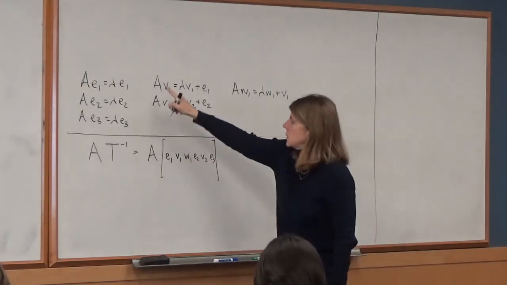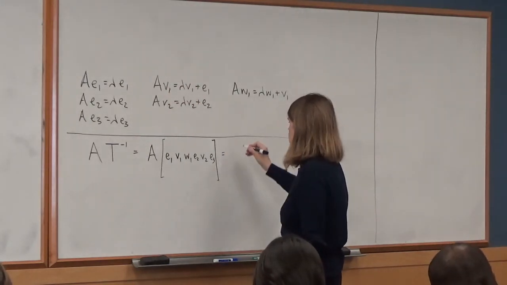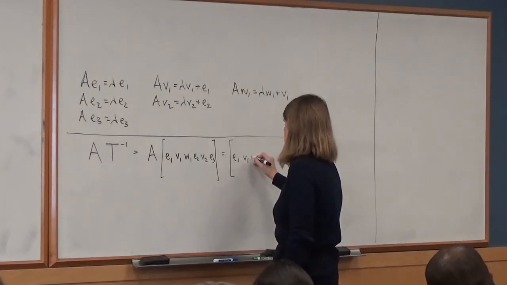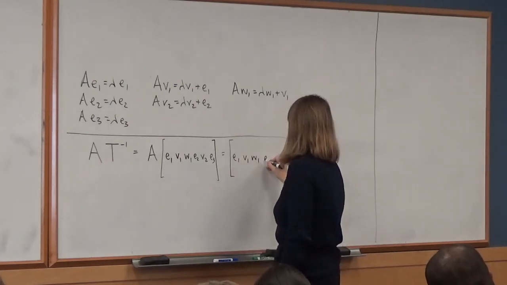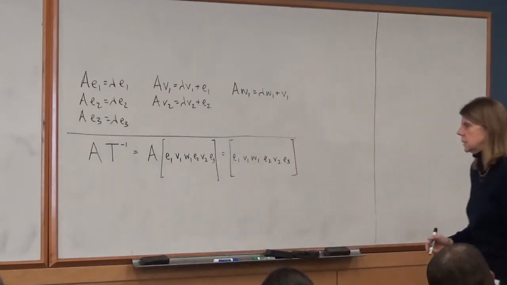And now I take these equations and show that that's actually equal to E1, V1, W1, E2, V2, E3. Again, that same matrix, which now I call T inverse.